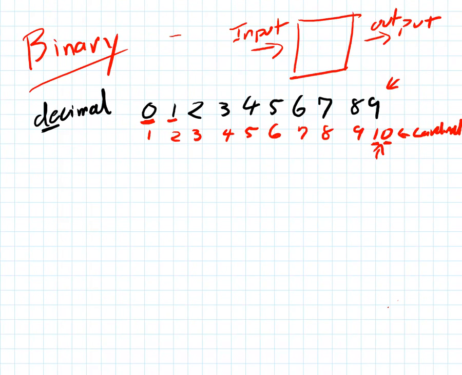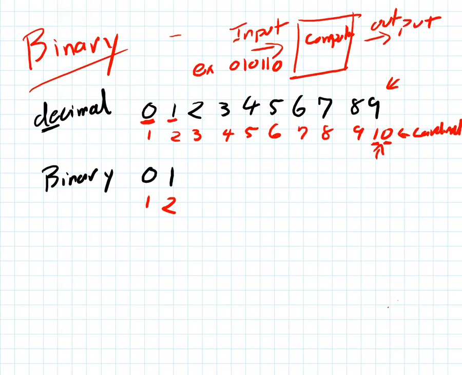Binary, on the other hand, only has 2 digits. The 2 digits are 0 and 1. If we do the cardinal counting, that's 1 and 2. Those are the only 2 things that machine code, so when we input machine code for a computer, the computer actually reads things like this, just zeros and ones. And the reason computers are built that way is because we use electronics.